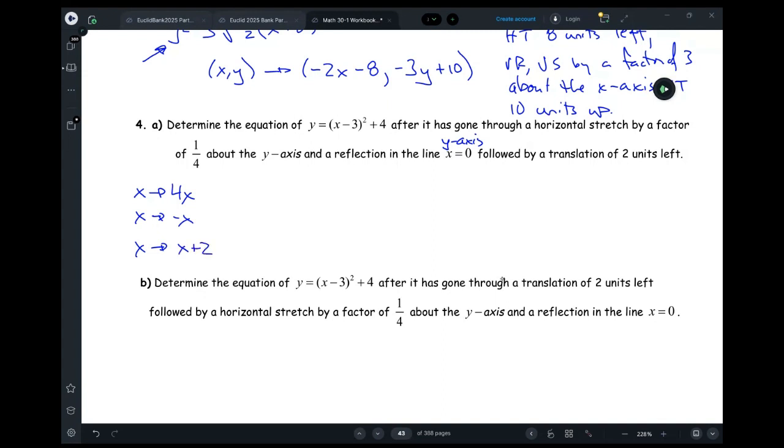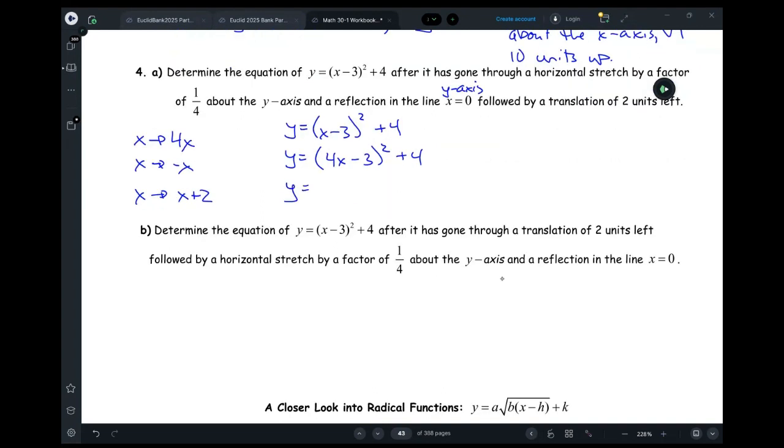So what this is going to look like, we're going to take y equals, okay, well, we could do this a couple of different ways here. In a previous question, I did it using just the function notation. Here, I tell you what, let's just start right with the actual function itself. I'm going to replace x with 4x. So it becomes (4x minus 3) squared plus 4.